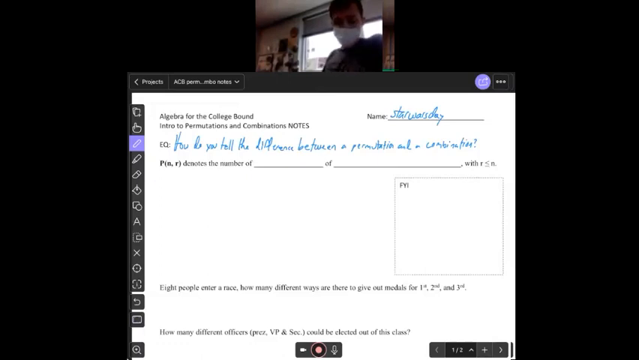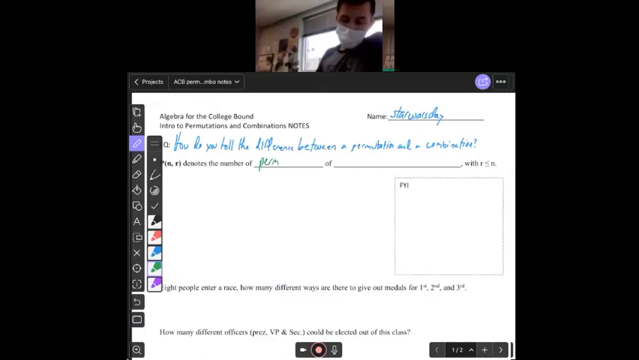Here's the notation. This P(N, R) stands for the number of permutations of N elements chosen R at a time.